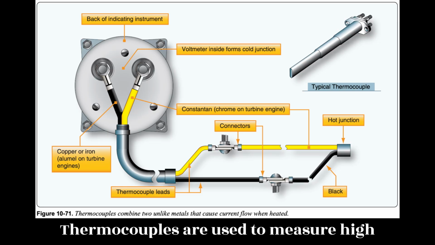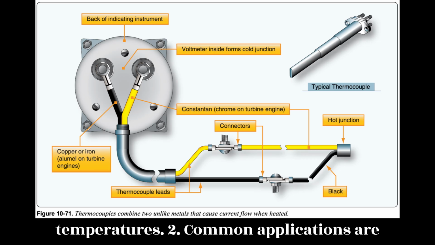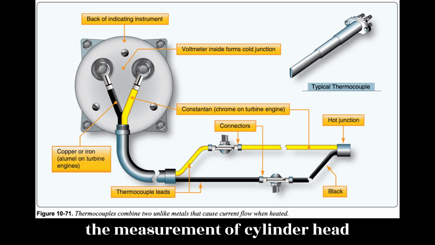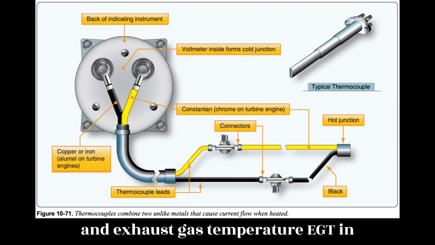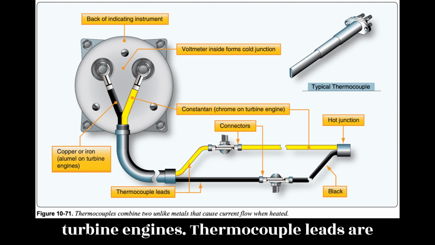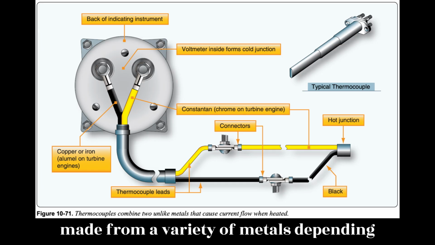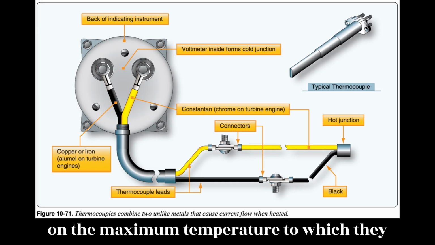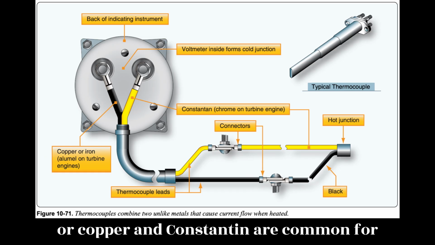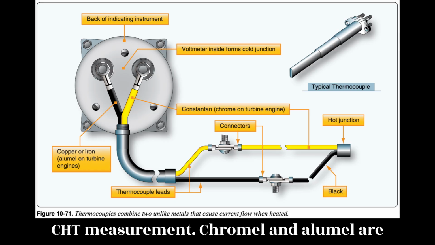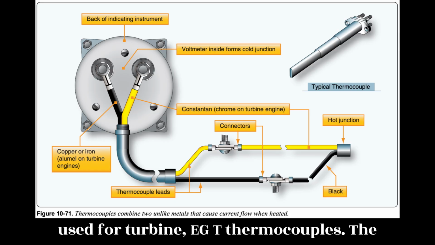Thermocouples are used to measure high temperatures. Two common applications are the measurement of cylinder head temperature, CHT, in reciprocating engines and exhaust gas temperature, EGT, in turbine engines. Thermocouple leads are made from a variety of metals, depending on the maximum temperature to which they are exposed. Iron and constantan, or copper and constantan, are common for CHT measurement. Chromel and alumel are used for turbine EGT thermocouples.